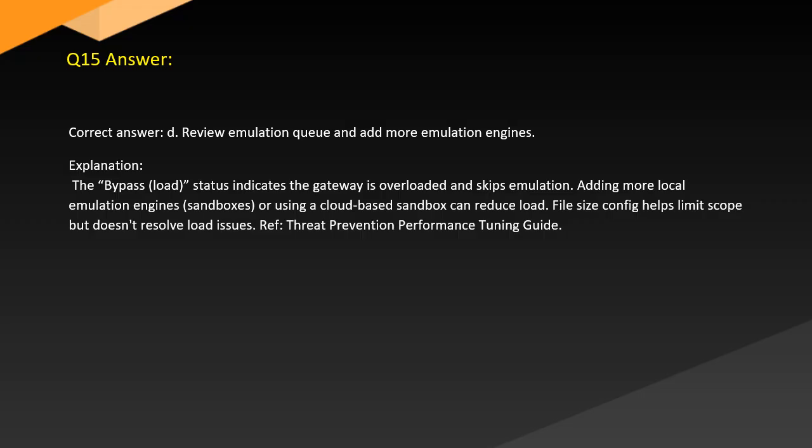Answer. Correct answer: D. Review emulation queue and add more emulation engines. Explanation. Bypass load status indicates the gateway is overloaded and skips emulation. Adding more local emulation engines, sandboxes, or using a cloud-based sandbox can reduce load. File size config helps limit scope but doesn't resolve load issues. Ref. Threat Prevention Performance Tuning Guide.